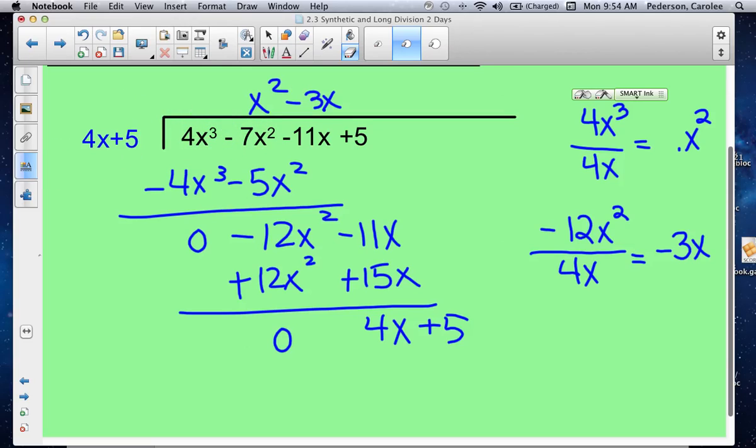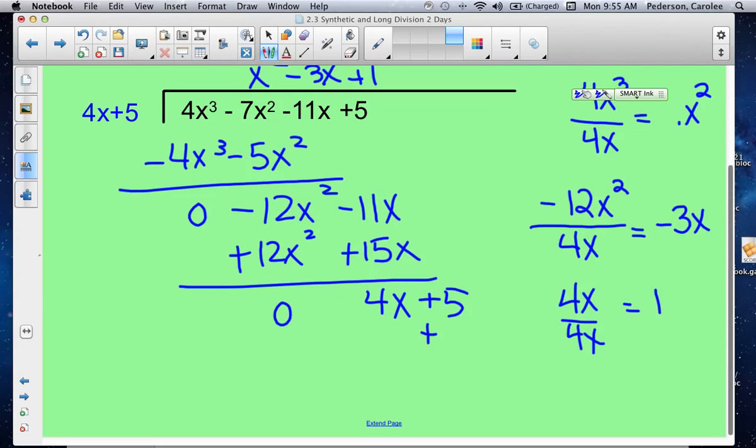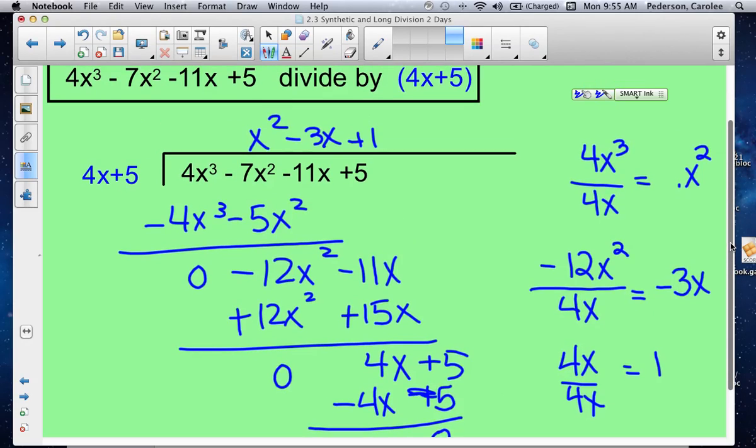Now I say, does 4x, there's my first one, 4x, divided by what's in front, 4x. What do I get there? A 1. So that goes up here above the 5. Now I multiply again. 1 times 5 is positive 5. 1 times 4x, 4x. Subtract, subtract. And I get 0. So I know that I can factor out 4x plus 5 from that cubic function. My remainder is 0.